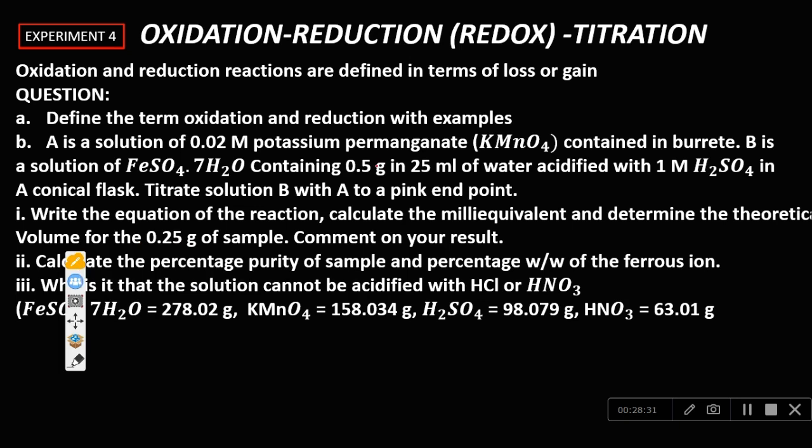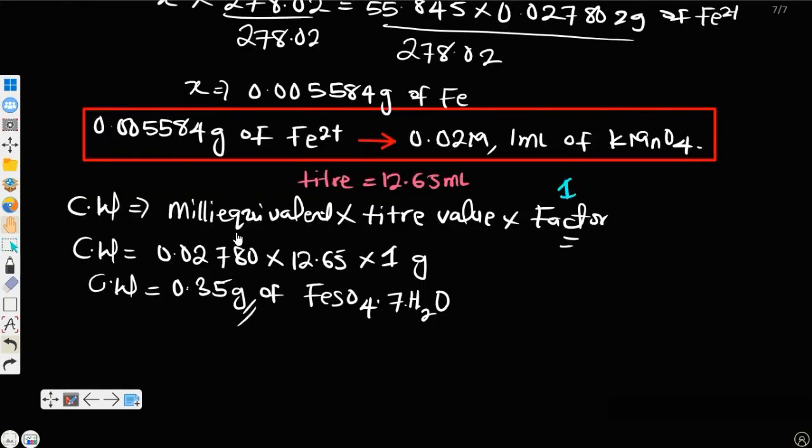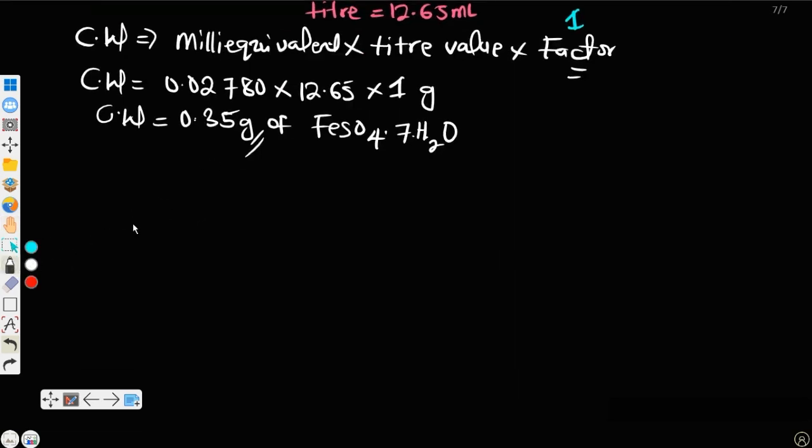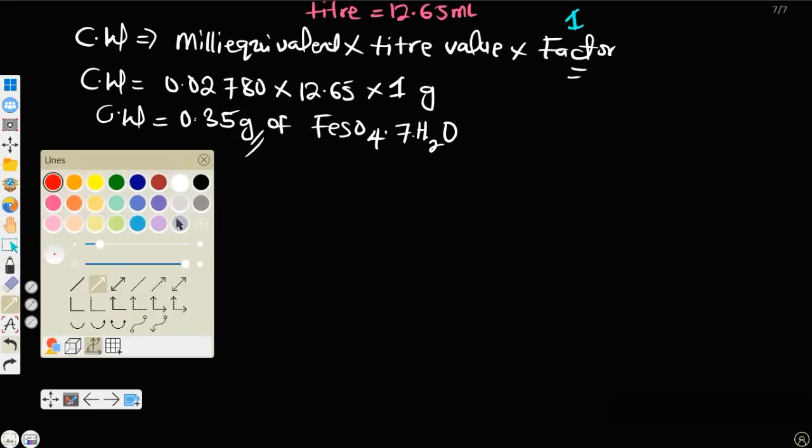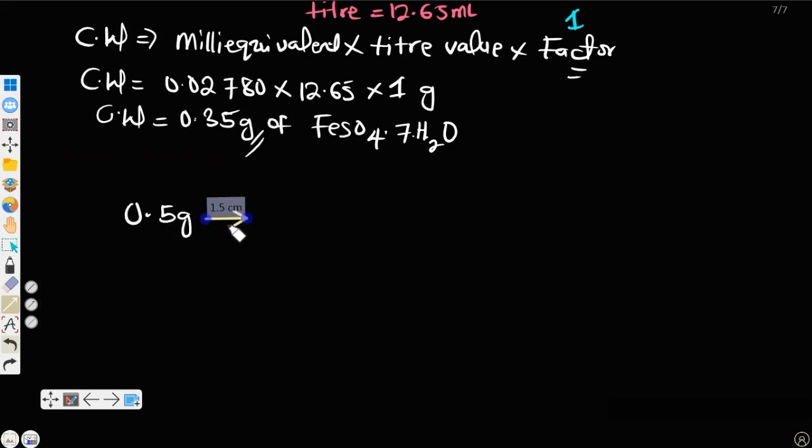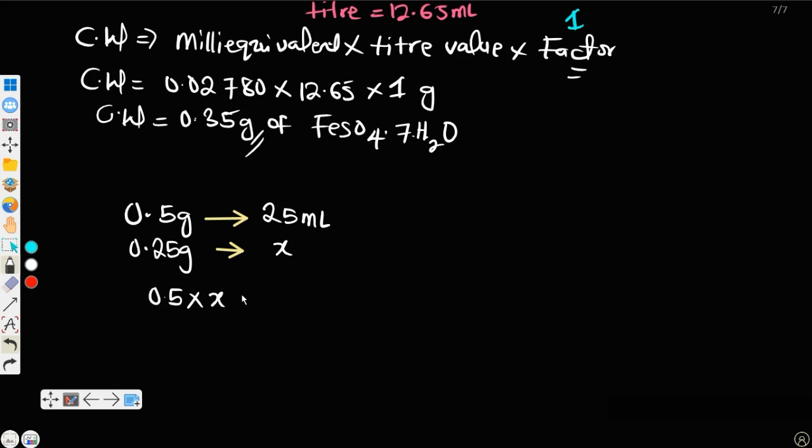Now, you can come here. 0.5 gram is present in what? 25 mL. True or false? So you can come here and say, from that question, 0.5 gram from what was given is present in how many mL? 25 mL. True or false? From the question. So it's present in 25 mL. Therefore, 0.25 gram, what do you think would be the theoretical volume for this? To be equal to what? X. Right? We should cross multiply this, we should have 0.5 times X is equal to 0.25 times what?